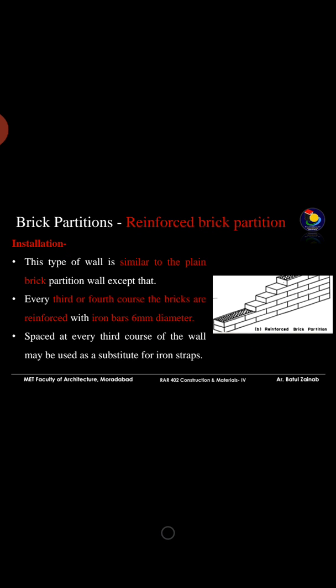Coming on to the next, reinforced brick partitions. This type of wall is similar to the plain brick partition wall, except that every third or fourth course of the brick is reinforced with iron bars that are 6 mm in diameter. Why? While they are spaced at every third course, the wall may be used as a substitute for iron straps to make it more stable, to make it more durable. Actually, we use iron bars in between every third course.